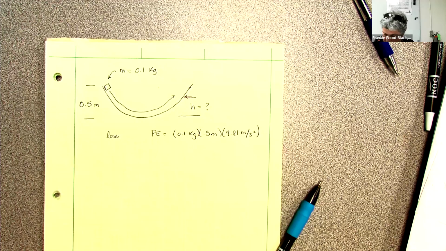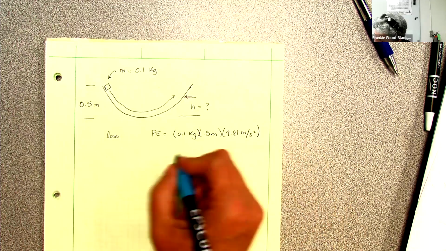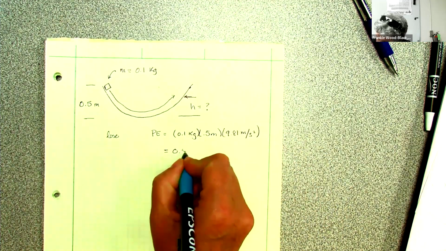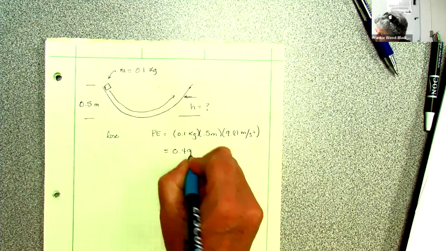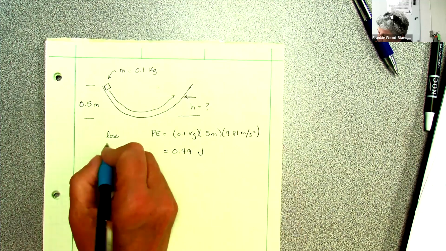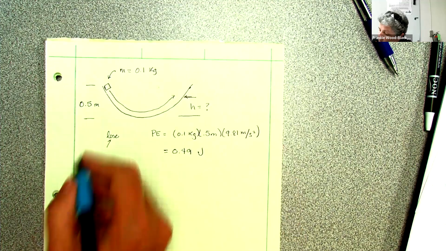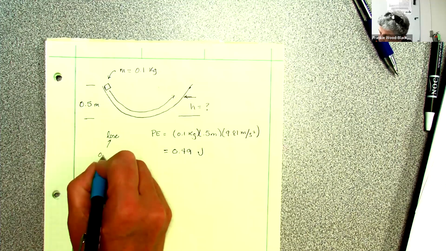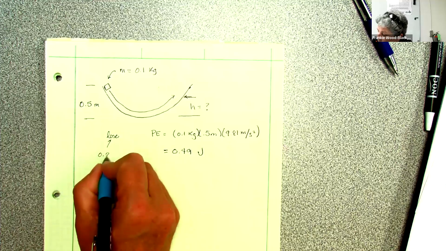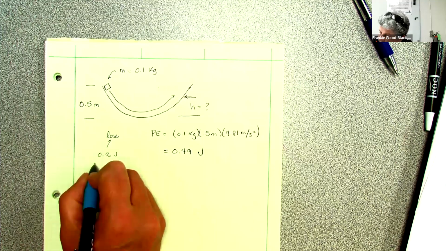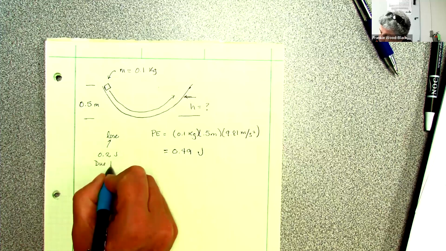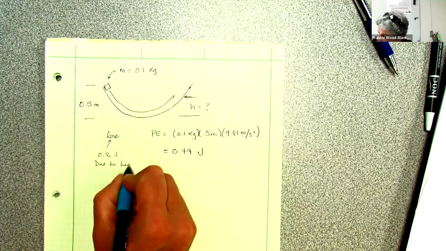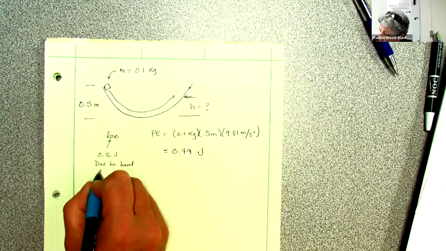Okay, I've got 0.1 times 0.5 times 9.81. This equals 0.49 joules, but let's say I'm going to lose 0.2 joules due to heat and friction.